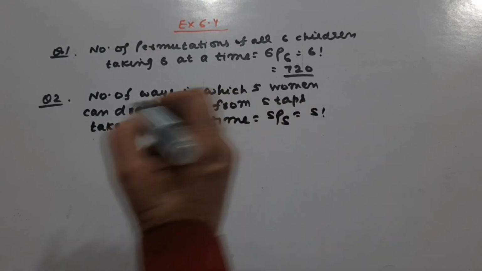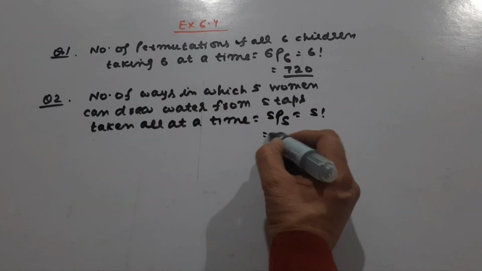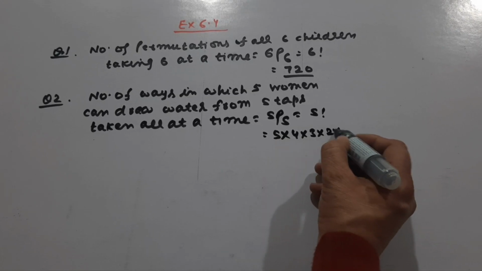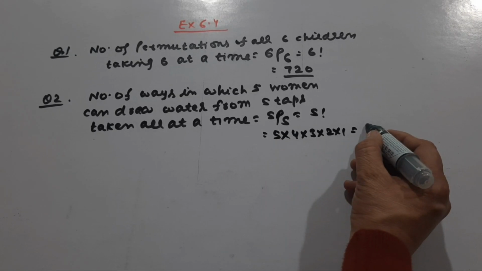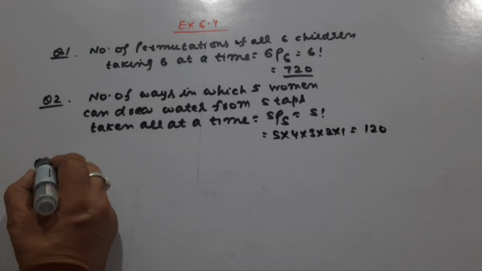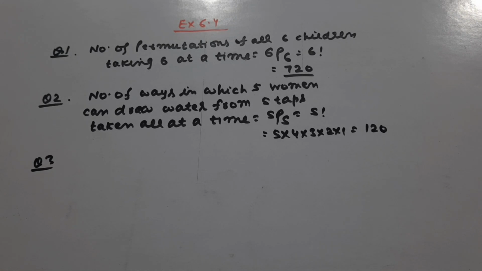This is equal to 5 factorial, and this is equal to 5 into 4 into 3 into 2 into 1. So this is equal to 120. So number of ways in which 5 women can draw water from 5 taps taken all at a time equals 5 factorial, equal to 120. So I hope students this is clear to you.